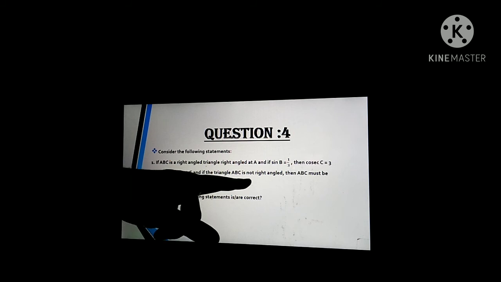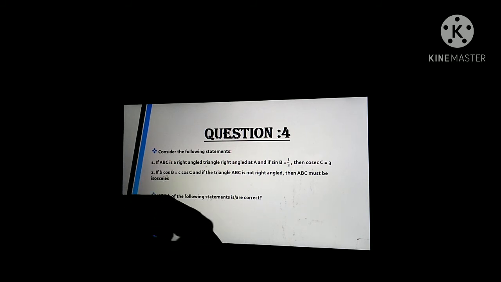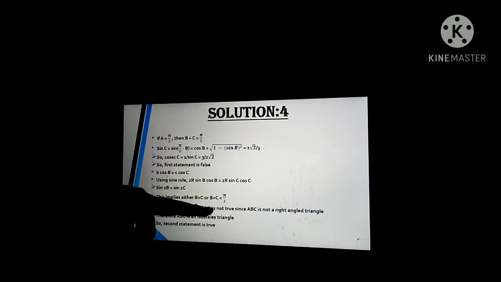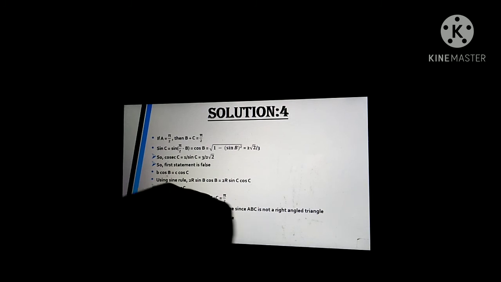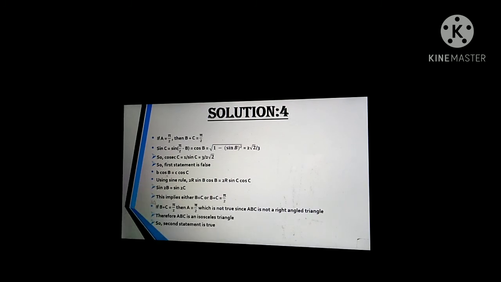But in the second statement it is given that triangle ABC is not right angled. Therefore, the second case cannot be true, which means the first case is true, that is angle B is equal to angle C, and therefore this becomes a case of an isosceles triangle, right? Which means the second statement is true here. Here it is said that then ABC must be isosceles. So this becomes a correct statement, right?